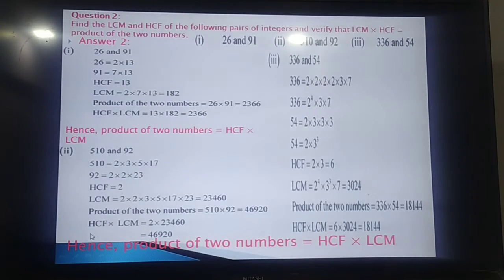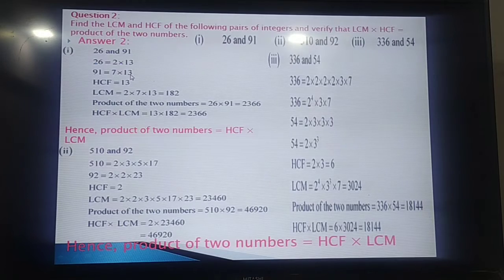Now, by this fundamental theorem of arithmetic, you can find the HCF and LCM of any numbers. What is HCF? HCF is the highest common factor. Its another name is GCD, greatest common divisor. Factors and divisors are nearly the same. So, in the first problem, we have to find the HCF and LCM of 26 and 91.